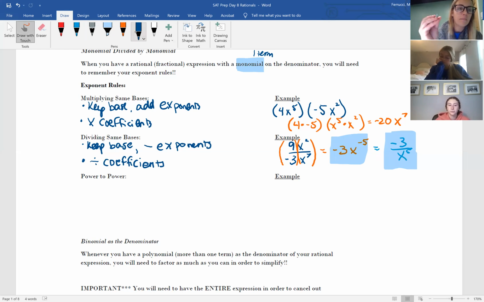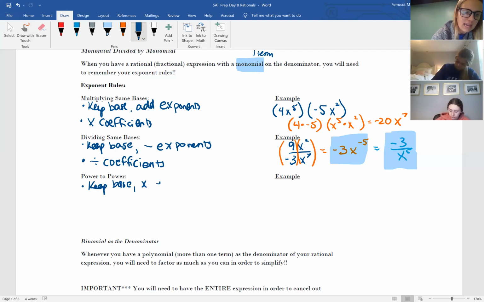The last one is power to power. So again, you keep the base, but you multiply the exponents.